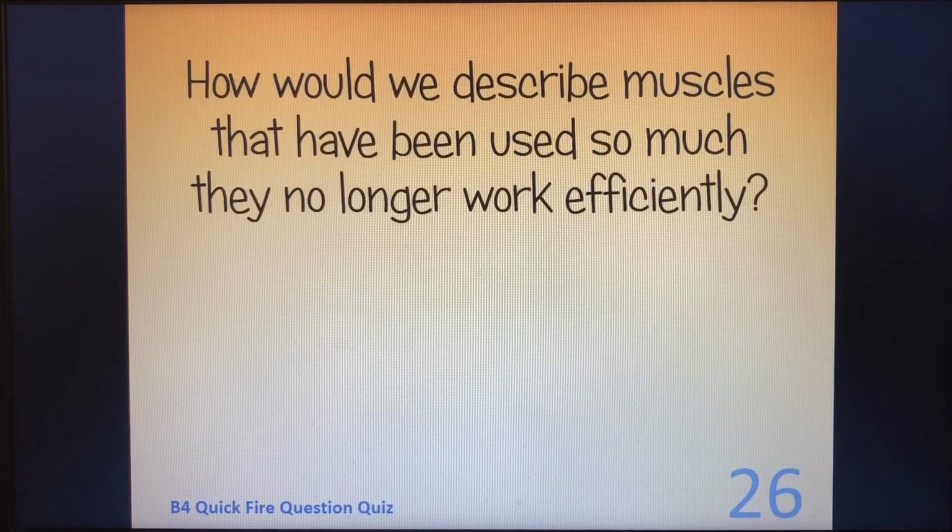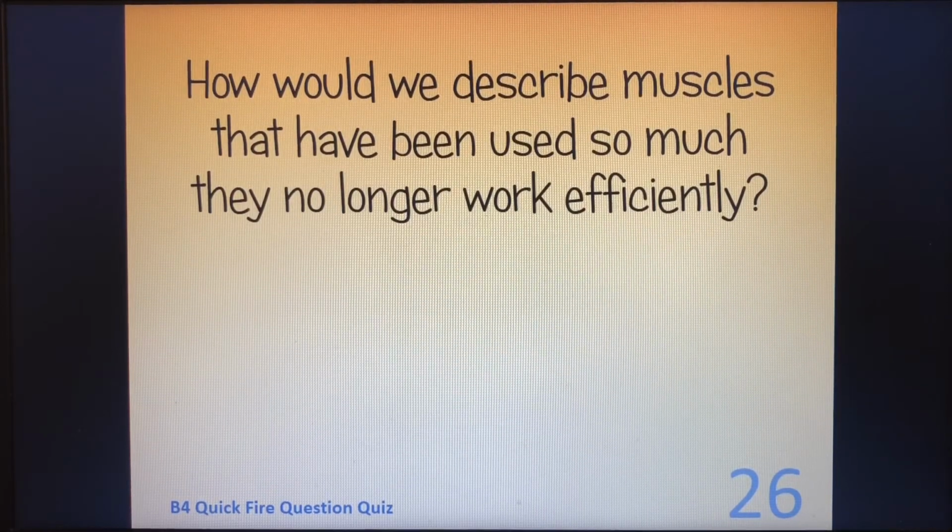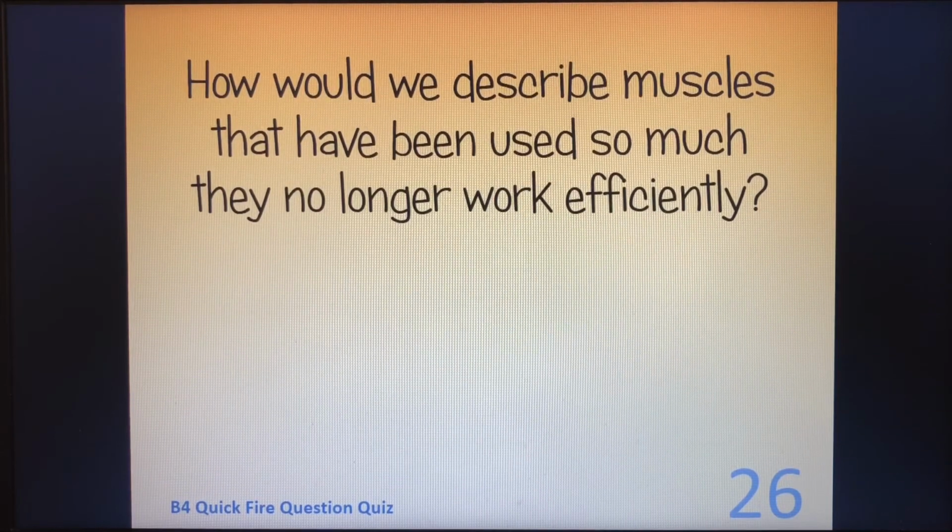Question 26. How would we describe muscles that have been used so much they no longer work efficiently? So you could describe your muscles as being this, or you could even describe your whole body as being this. You've done so much exercise that your muscles no longer work efficiently. And the answer is fatigued. Okay, so our muscles are fatigued.